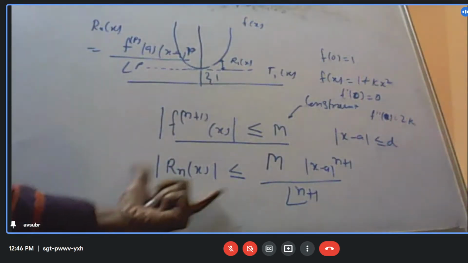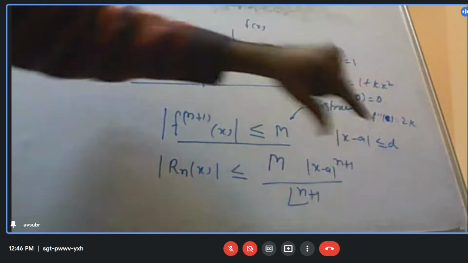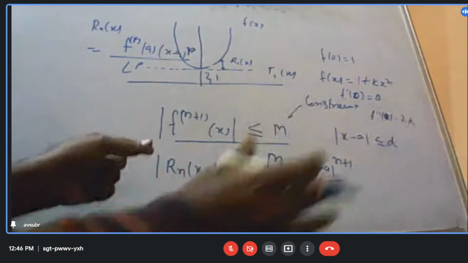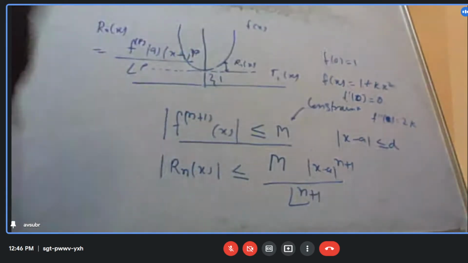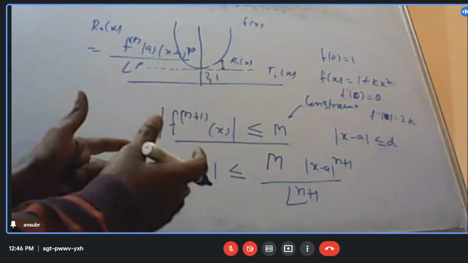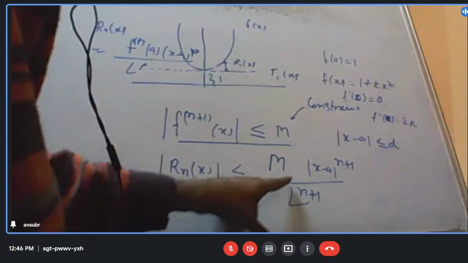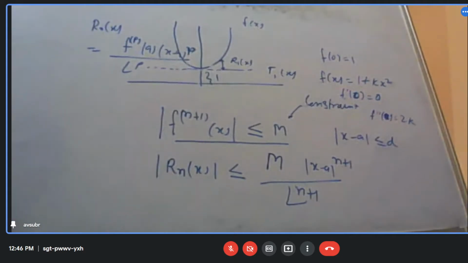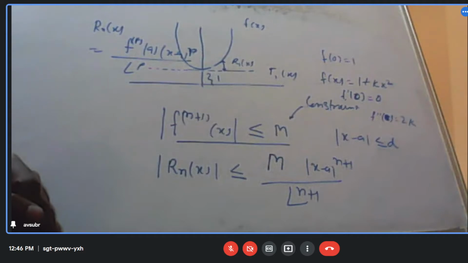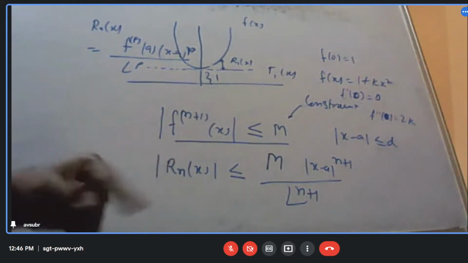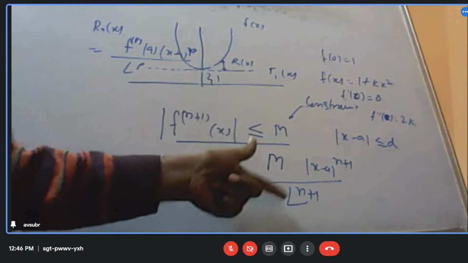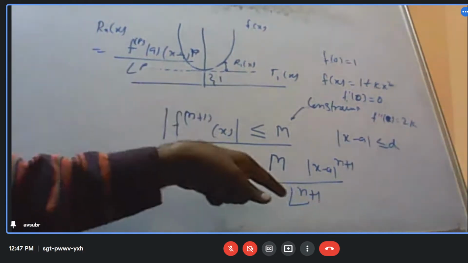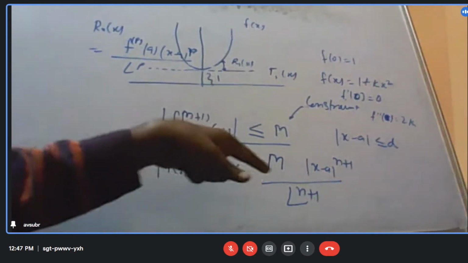So my remainder will depend upon this distance, that is, how close or how far we are from A. That is one thing. Number two, it will depend upon M, our constraint, and number three, it will depend upon this denominator term, that is, how many terms we are considering. So the more terms we consider, the smaller the remainder becomes.